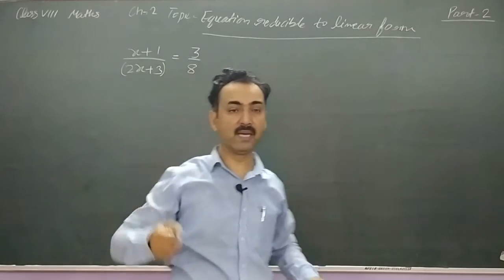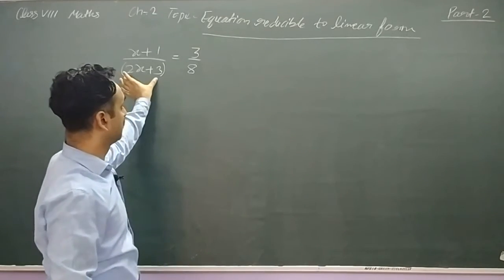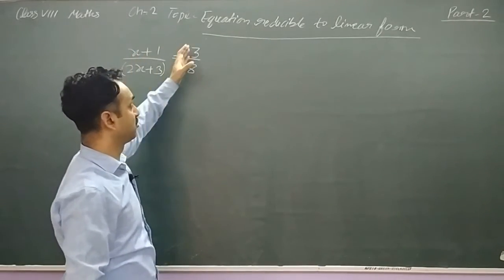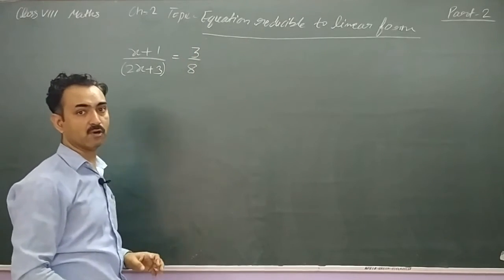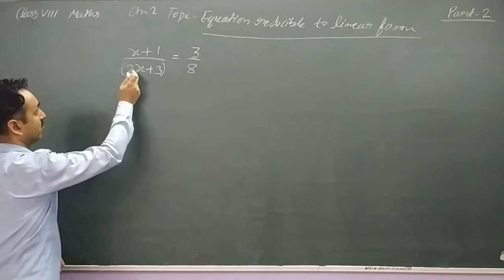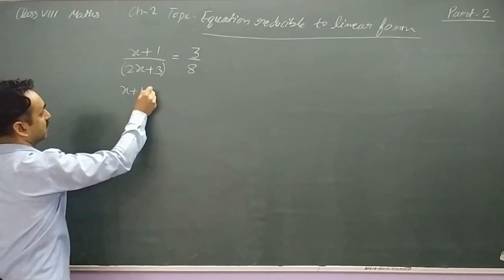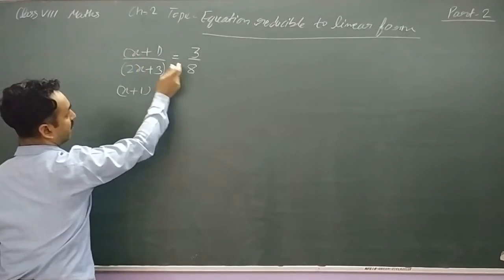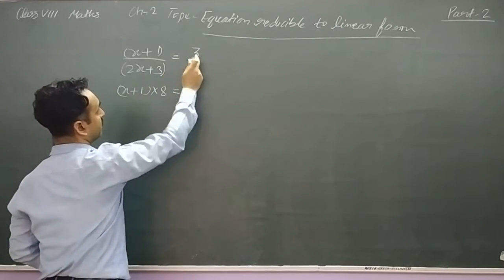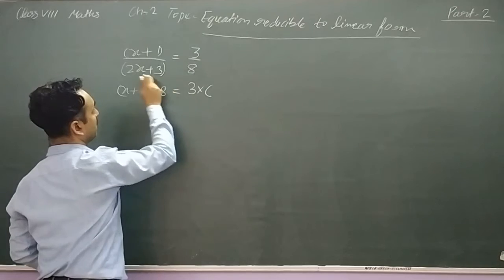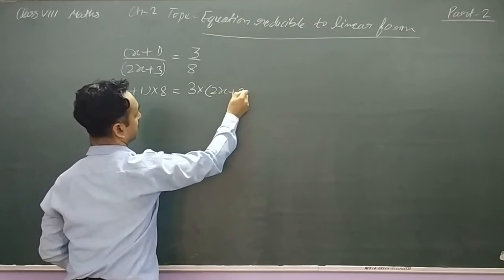Sure, we will multiply this from this complete, but we should multiply from this also. So there is a simple concept of cross multiply. You will multiply x plus 1 from 8, and 2x plus 3 from 3, you will multiply 2x plus 3.